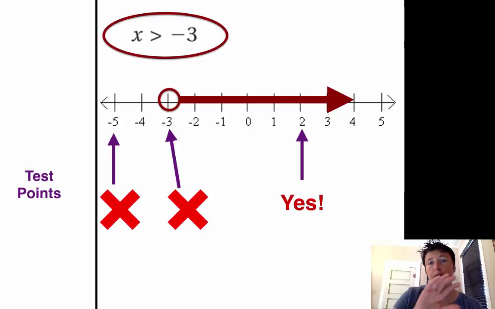So I'm going to be shading off to the right this time with a big arrow, but leaving it as an empty hole. We're not going to fill in negative 3 because there's no equal sign. And that's it. There's my graph. We got it done.